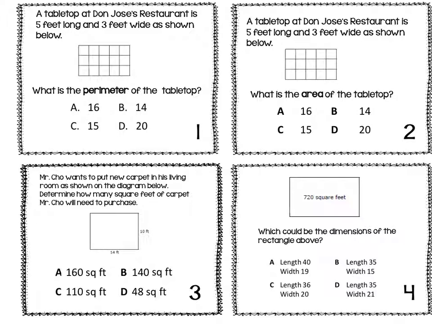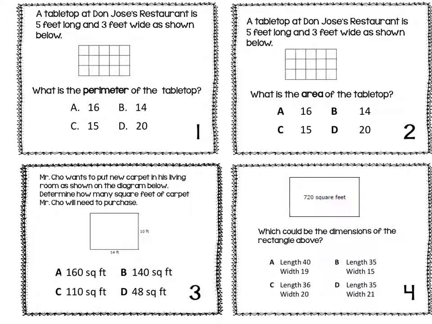Perimeter is going to be anything that goes around it. So say you're putting up a fence on the bulletin boards, the border that goes around the outside, that would be the perimeter. So just remember that area is covering and perimeter is just going around. Go ahead and open up your packet to number 1 and we will go over that.